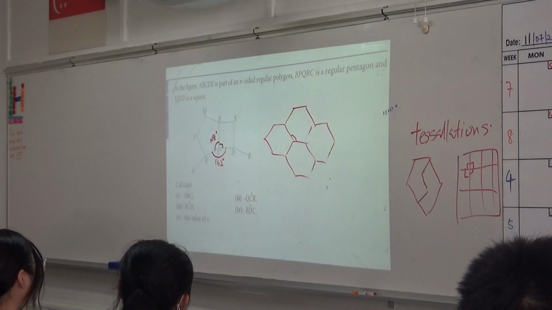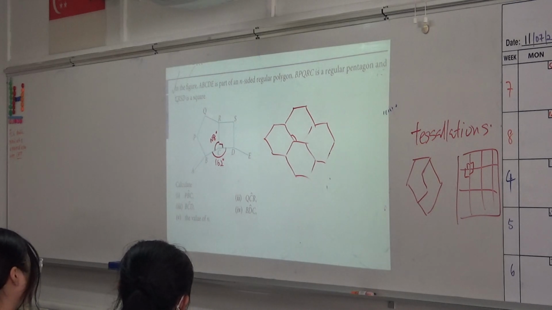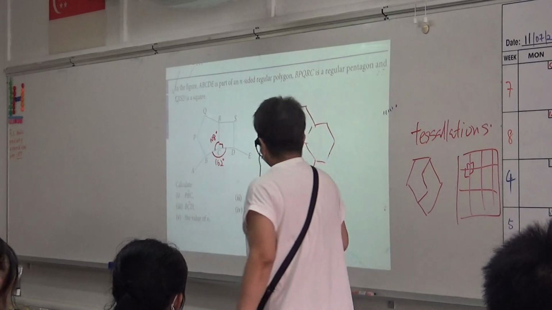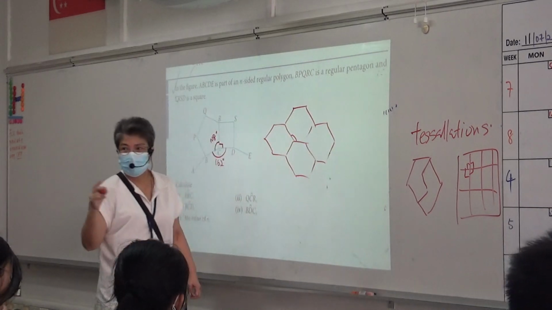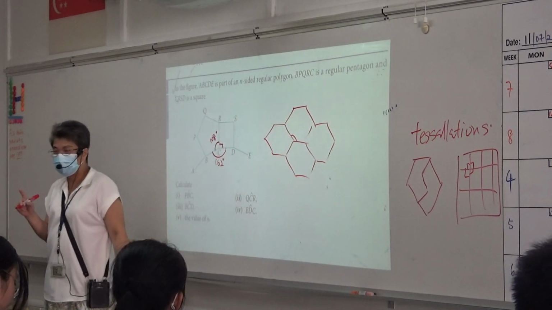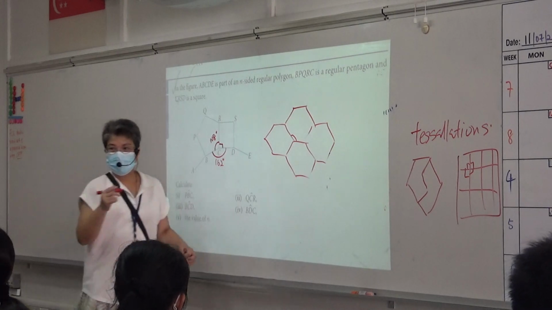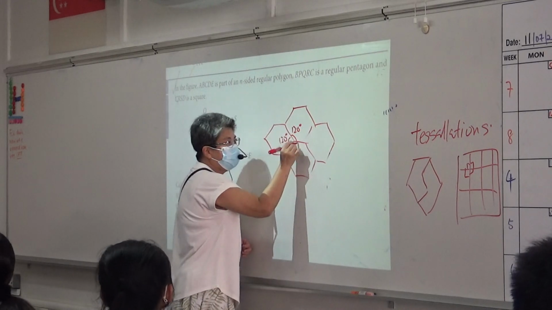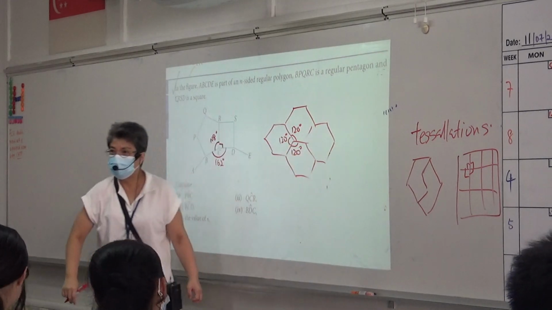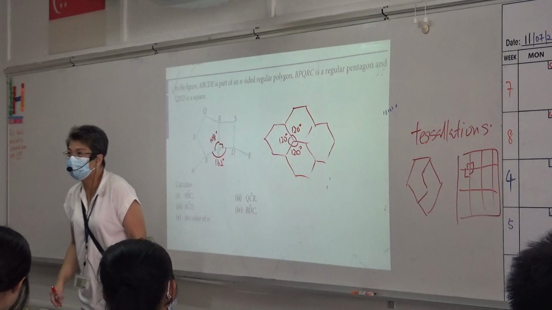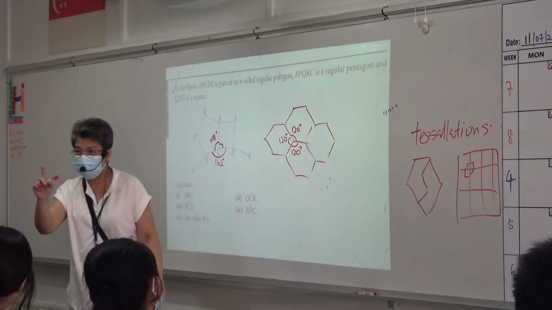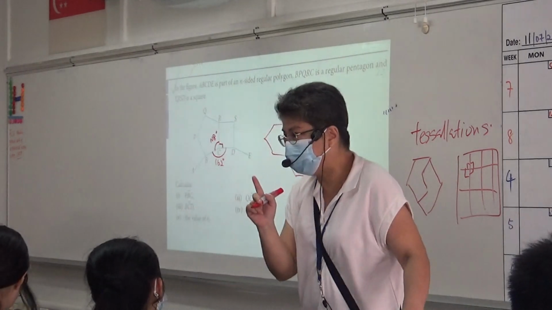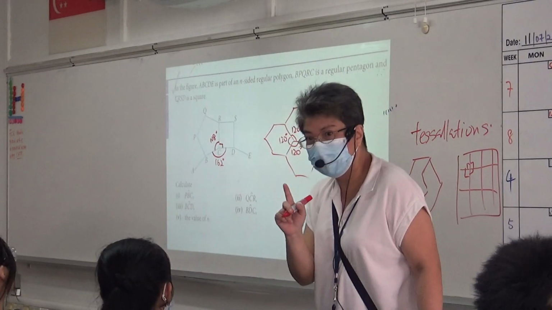6 minus 2 times 180. So it's 4 times 180, right? What is the answer? 720. Divide by 6. So how much? 120. Now, can you see that all these are 120? They add up to what? 360. That's why there's no gap. That's why the bees never use pentagon, you know. Do you understand what I'm talking about?